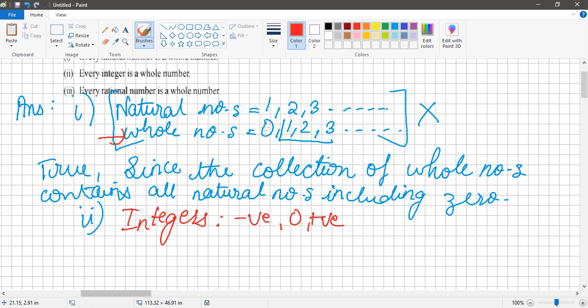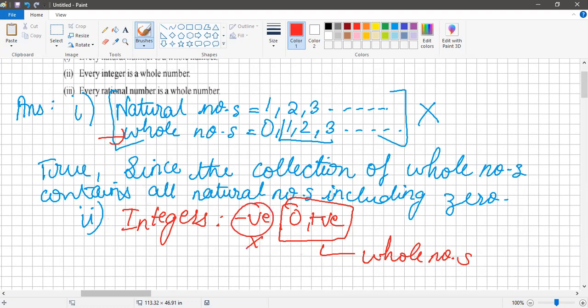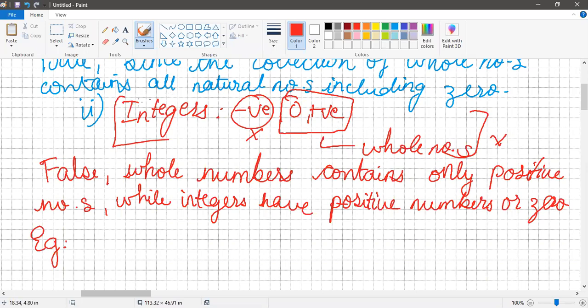When I say whole numbers start only from zero, that means it starts only from here, right? This is what whole numbers are. But whole numbers do not include negative numbers, right? They don't include this. So that means not every integer is a whole number. Let me write the statement for you, which you must write in the exam. Do not consider the explanation part I've written here, but you should consider this one. So, false, whole numbers contain only positive numbers and zero while integers have negative numbers as well.